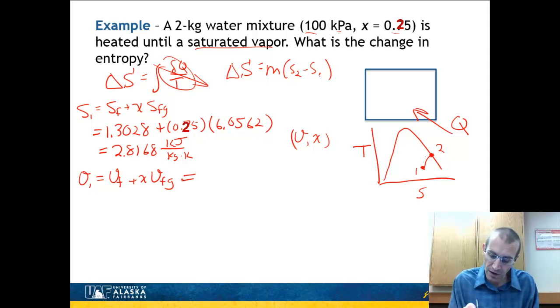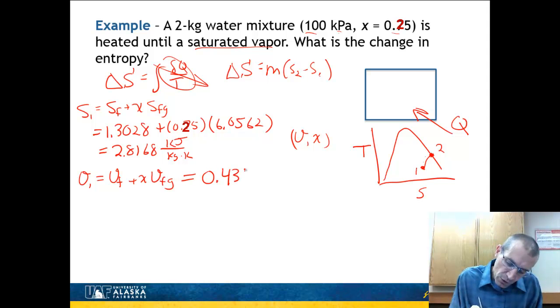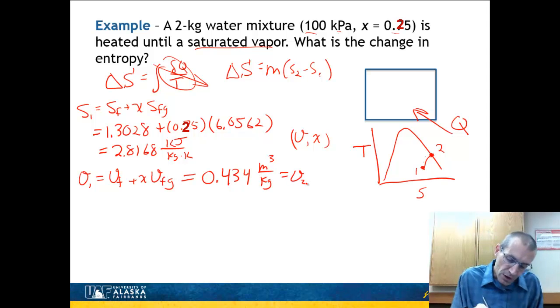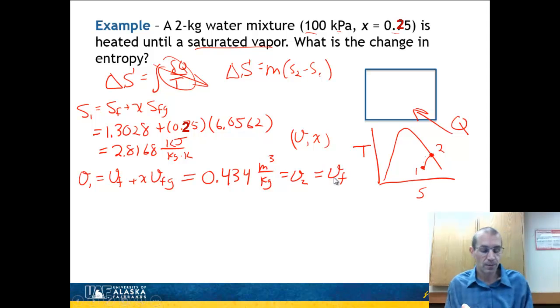Same line on the table. I'm going to pull those values of V, and skip the steps a little bit in terms of space. This will be 0.434 meters cubed per kilogram. Constant volume, so that's also V2. And we know it's a saturated vapor, so that's going to be a value of VG. So what I need to do now is find where a VG value matches this volume, and then read off the corresponding entropy to find S2.